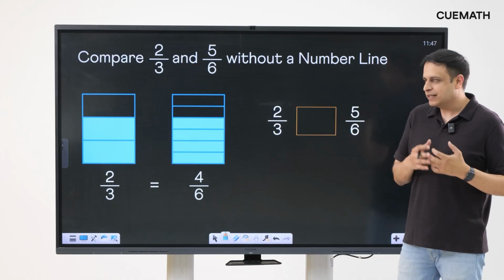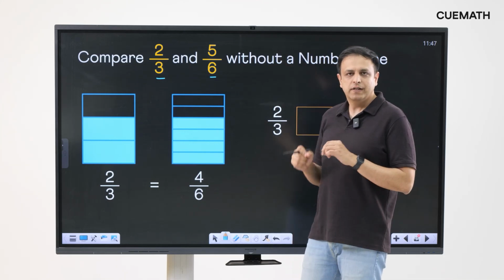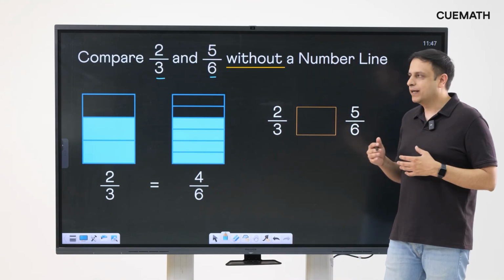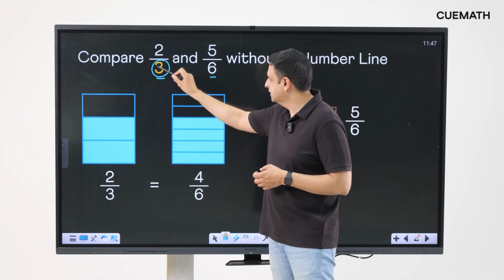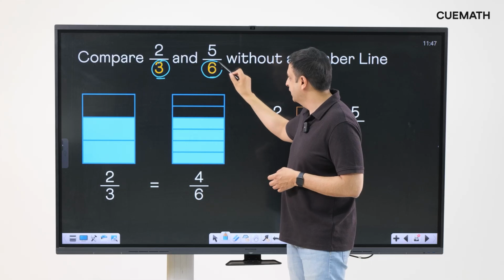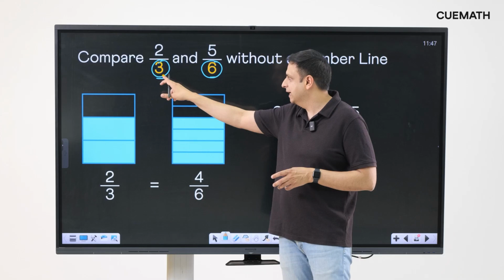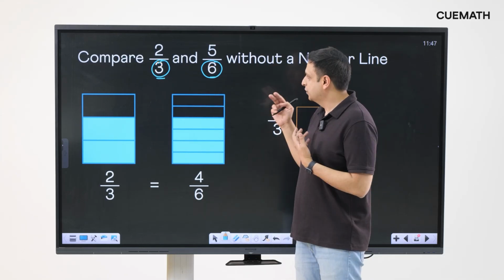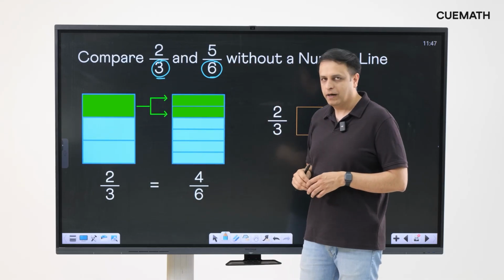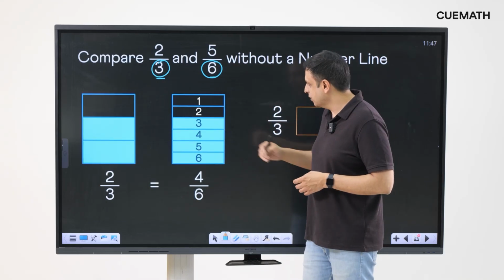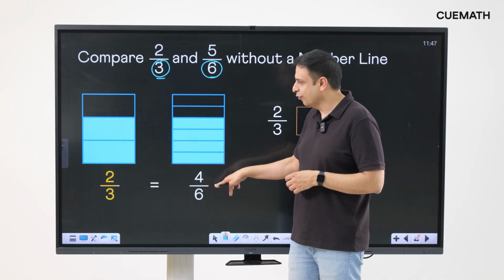Yes, indeed there is. So let's take the same example of comparing 2 over 3 and 5 over 6. But this time we will see how to compare them without drawing a number line. What we'll do is notice that the denominator here is 3 and the denominator here is 6. So we'll try to modify this first fraction so that it has the same denominator as this fraction. So to do that, we have 2 over 3. If we divide each of these parts into 2 subparts, we get 6 equal parts of the whole, and therefore we can convert this fraction 2 over 3 into the equivalent fraction 4 over 6.